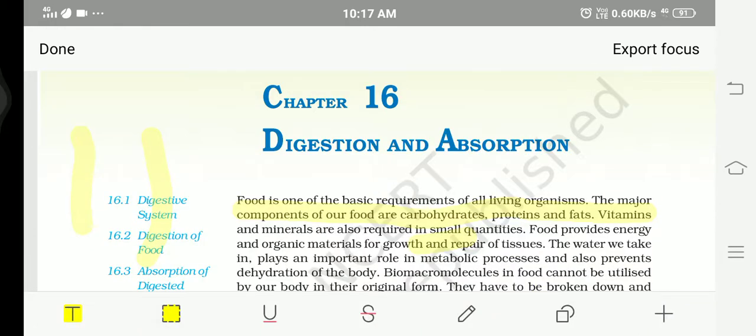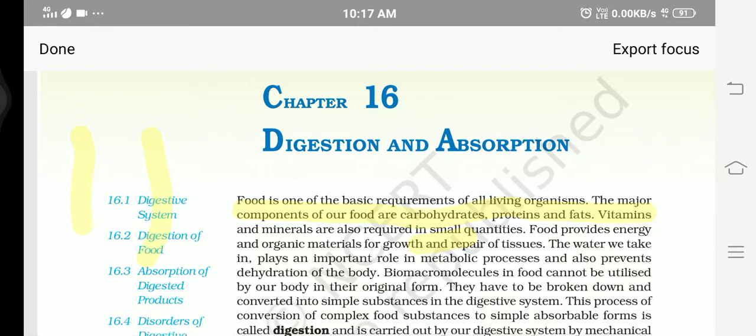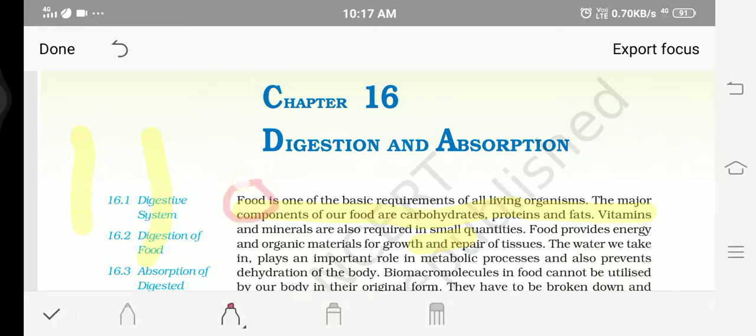In digestion and absorption, first we are going to know about the food. Food is one of the basic requirements for all living organisms. Why is food a basic requirement of all living organisms? Because food provides the energy, as well as some organic materials.